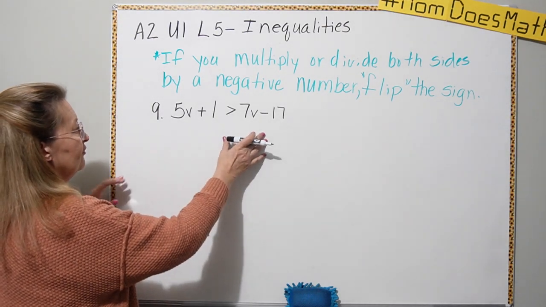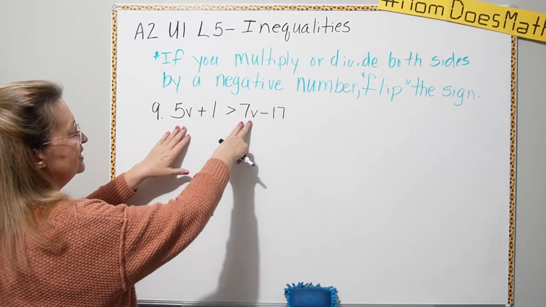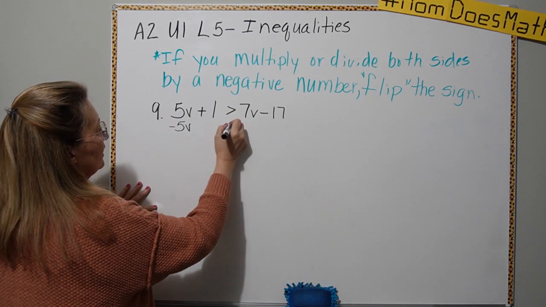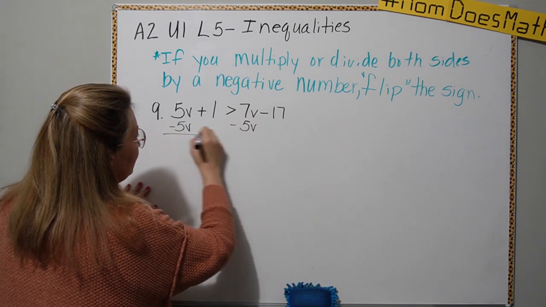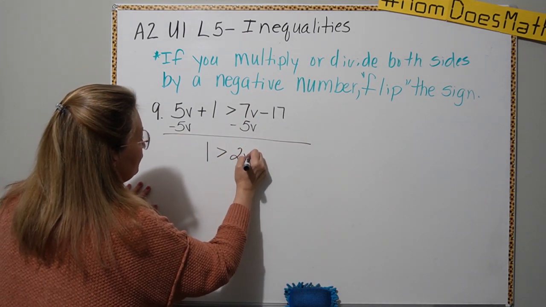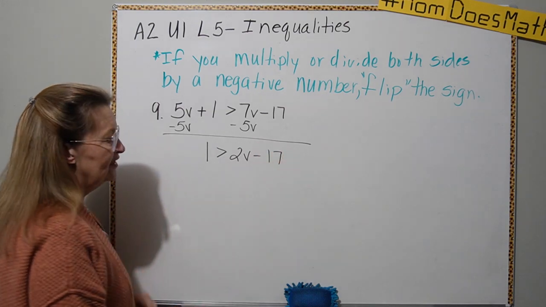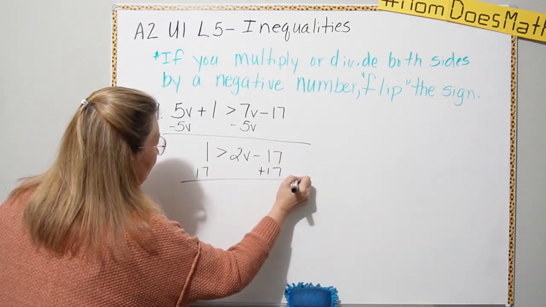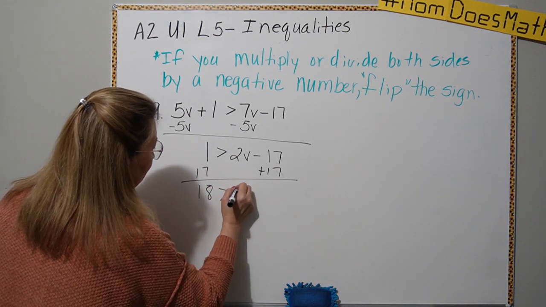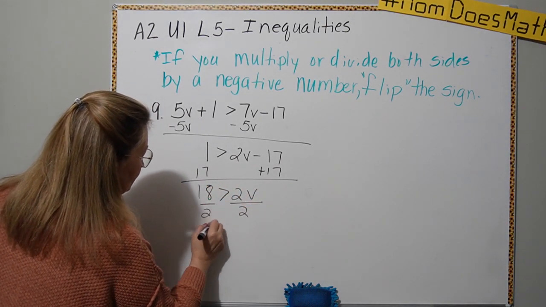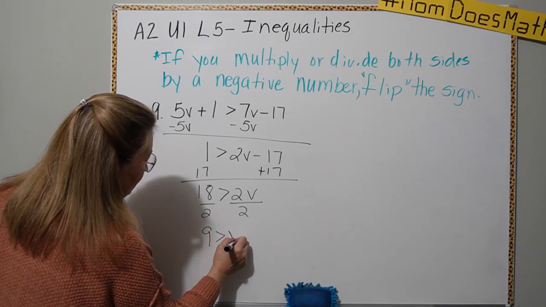So we start off here, find your variables. I have a 5v and a 7v. We need to get rid of one of them. So I'm going to subtract 5v from each side. This will leave me 1 is greater than 2v minus 17. And then we'll just add 17 to each side. I get 18 is greater than 2v. Divide both sides by 2. So 9 is greater than v.